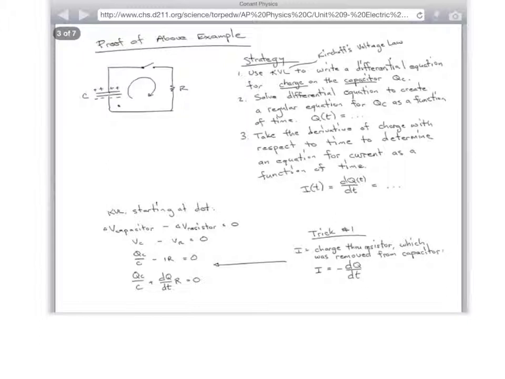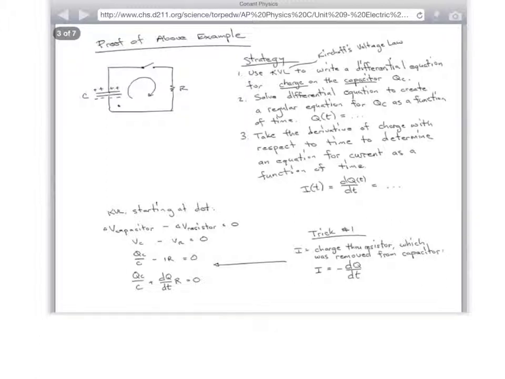Yes, we will do problems where charge builds up, but just not this one. That's going to be the next problem we do. All right, so in this case, charge is going to be decreasing on the capacitor if current is flowing. All right, so here we go.